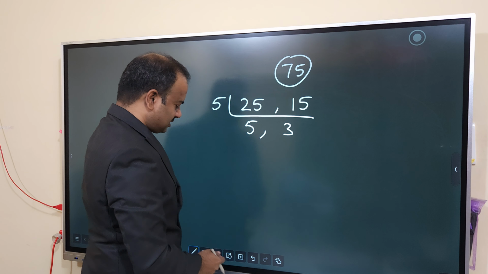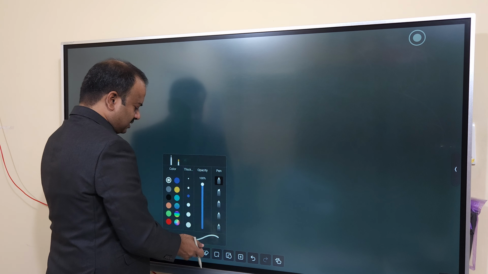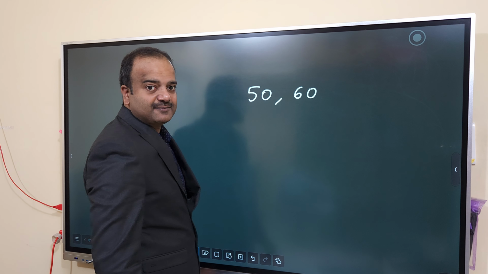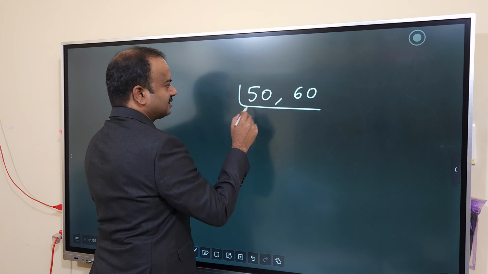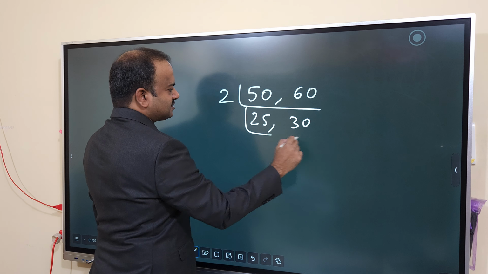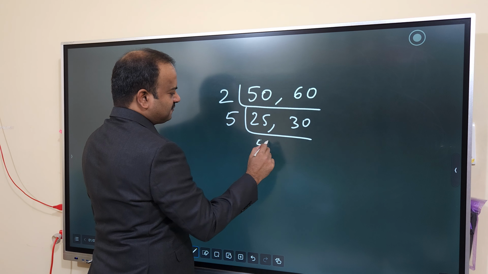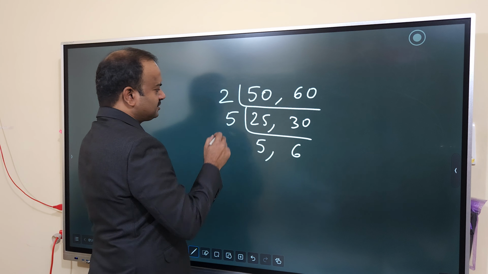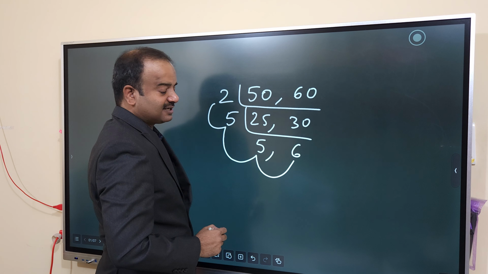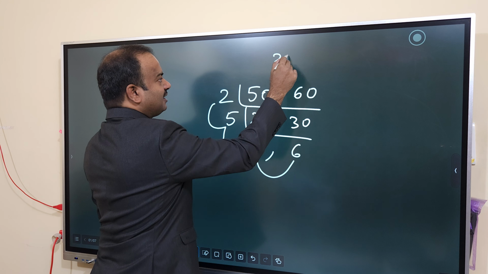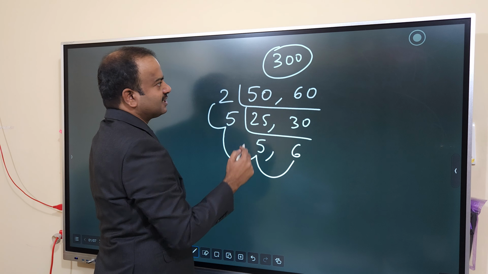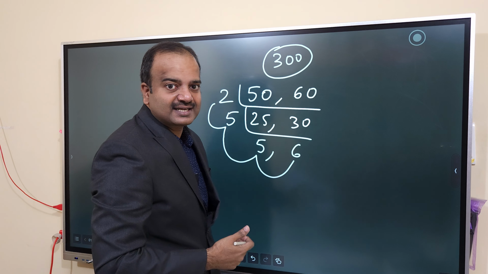I'll take one last example, 50 and 60. Let's see what the LCM for this is. So I'll write here: it is divisible by 2, 2 25s are 50 and 2 30s are 60. And let's try with 5 now. 5 5s are 25 and 5 6s are 30. Now you just multiply them. 2 5s are 10, 10 5s are 50, and 50 6s are 300, right? So 300 is the least number that's divisible by both the numbers. 50 6s are 300, 60 5s are 300, so 300 is the LCM for these two.